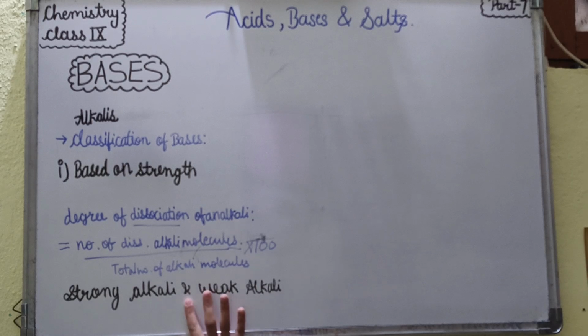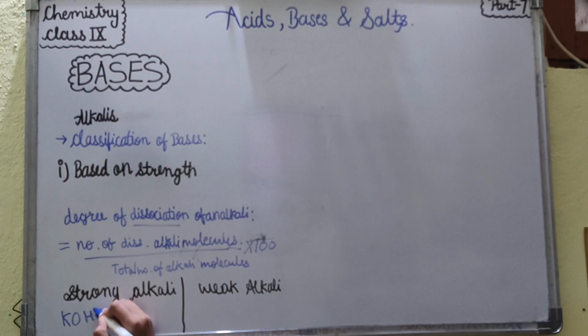So, strong alkalis are the bases which dissociate almost completely in an aqueous solution and produce a high concentration of hydroxyl ions, meaning OH- ions, and are called strong bases. Examples are KOH, which gives K+ and OH-.